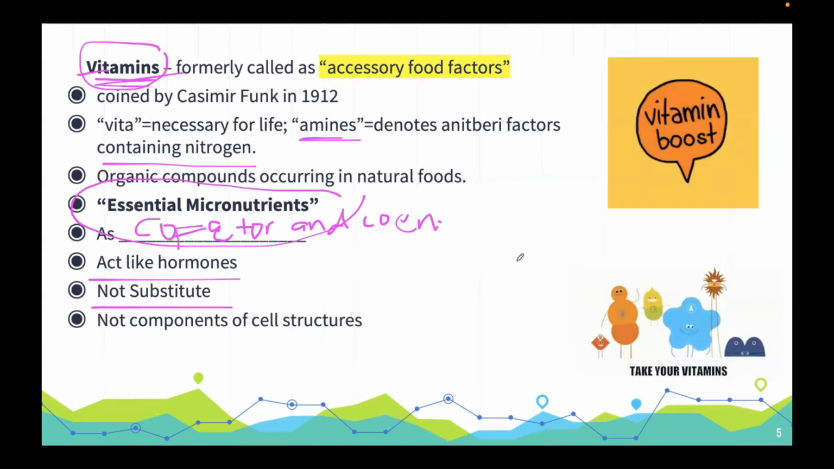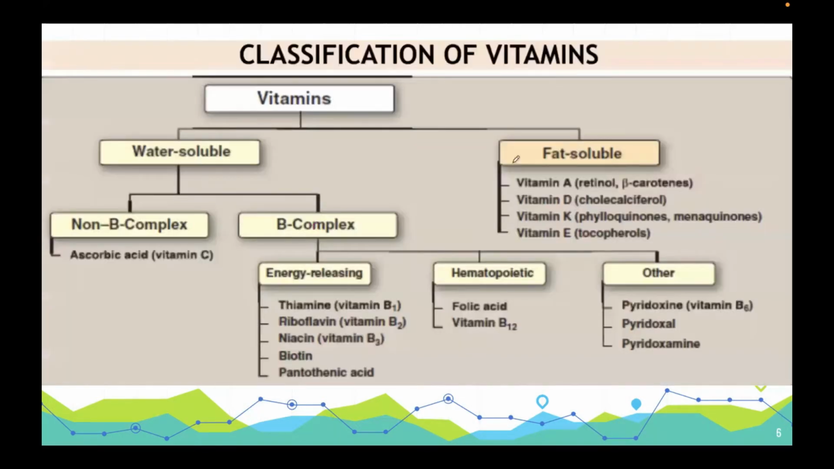So kung matatandaan yung cell structure natin, yung mga cytoplasm, yung mga nucleus, kahit saan po doon wala kang mahahanap na component that they contain vitamins. So tandaan po yan. So next, let us proceed with the classification of your vitamins. So mainly your vitamins, it is subdivided into two. Dalawa lang po sila. We have your water-soluble and the fat-soluble.